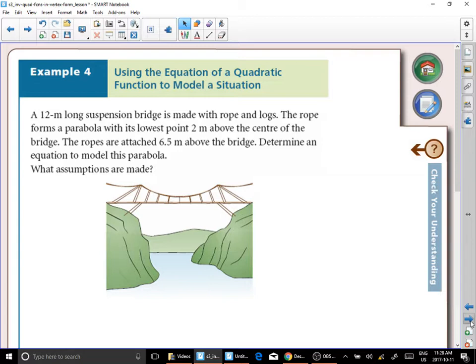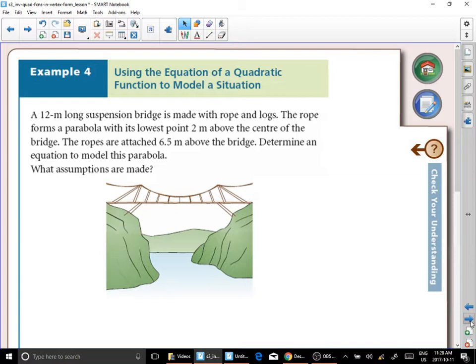Lowest point 2 meters above the center of the ropes. Determine an equation. What assumptions are made? Okay, so here we go. A 12-meter long suspension bridge is made up with ropes and logs. The rope forms a parabola with its lowest point 2 meters above the center of the bridge. The ropes are attached 6.5 meters above the bridge. Determine an equation to model this parabola.